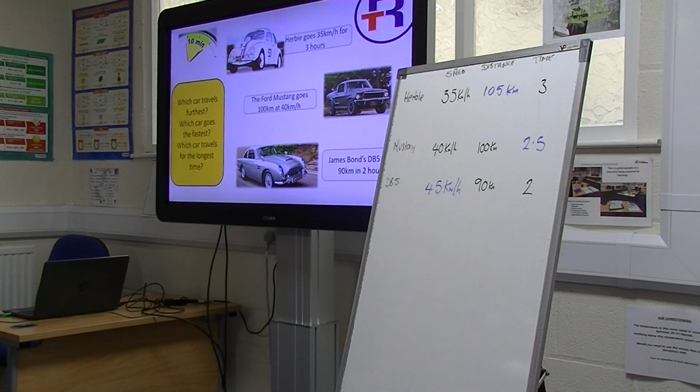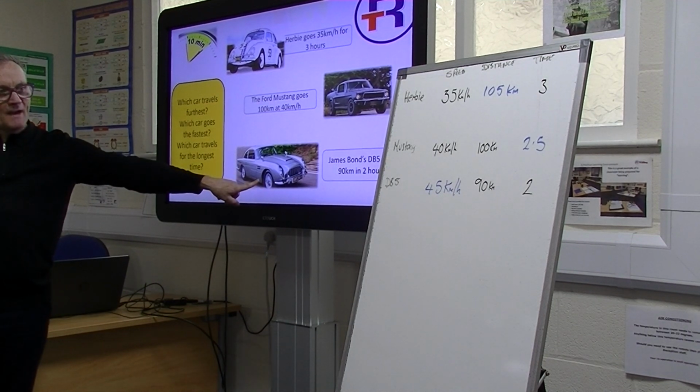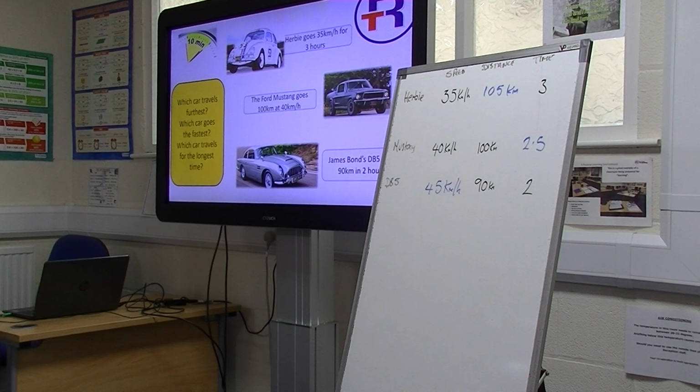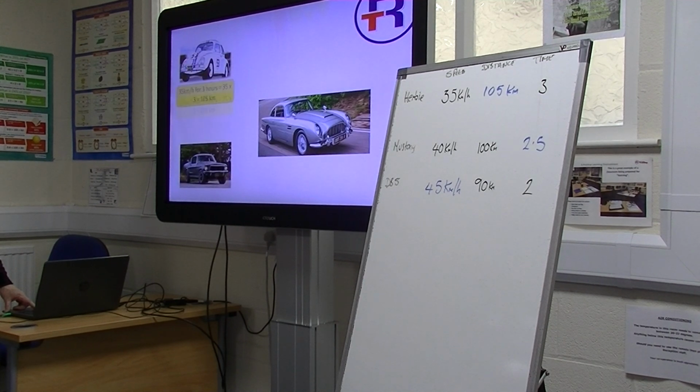So which car travels the furthest? Herbie, 105 kilometres. Which car travels the fastest? DB5, 45 kilometres an hour. And which car travels for the longest time? We're back to Herbie again. There you go, let's see if we're right.